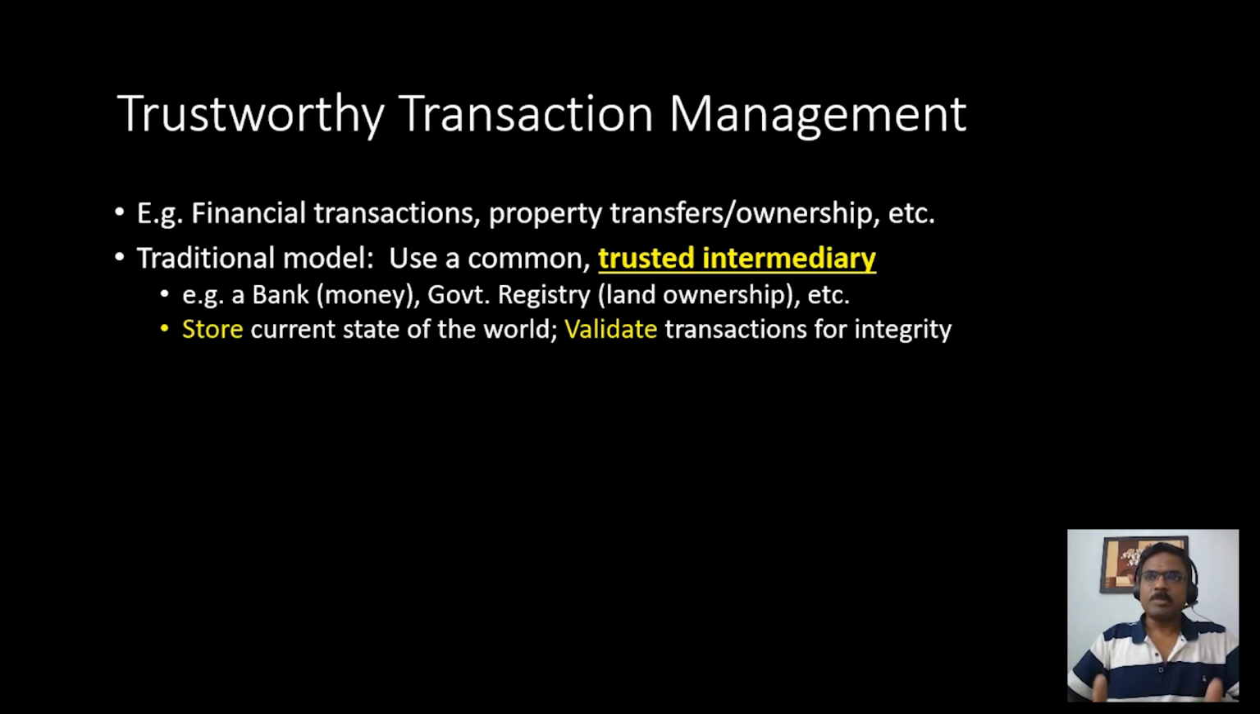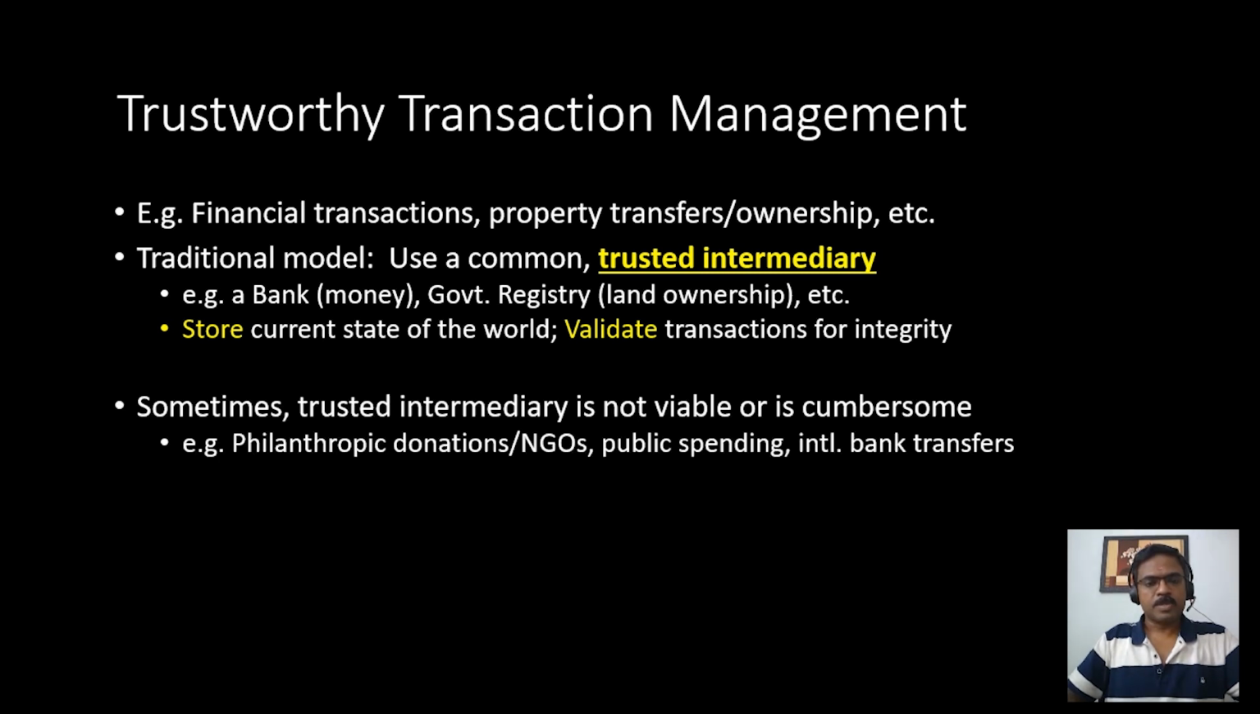Now, these intermediaries perform two key roles. Number one, they store the current state of the world. For example, who owns a particular piece of land today? Second, they validate transactions for integrity. So when person A transfers $1,000 to person B, the bank ensures that A at least has $1,000 in her bank account.